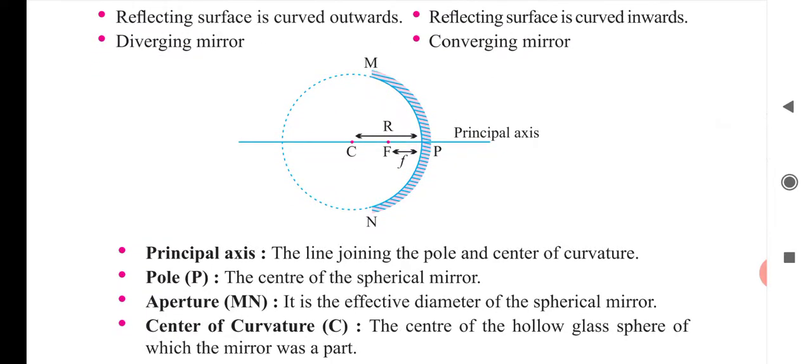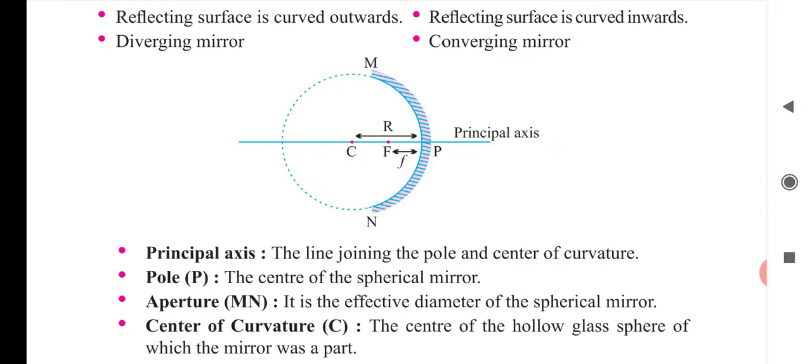Okay, first one is principal axis. The line joining the pole and center of curvature. You can see from the figure, C is the center of curvature and P is the pole. The line joining the center of curvature and pole of the mirror, we call it the principal axis. Next, what is pole? Pole is the center of the spherical mirror. You can see this cut mirror, that is MN. In that, this P is the center of the spherical mirror.